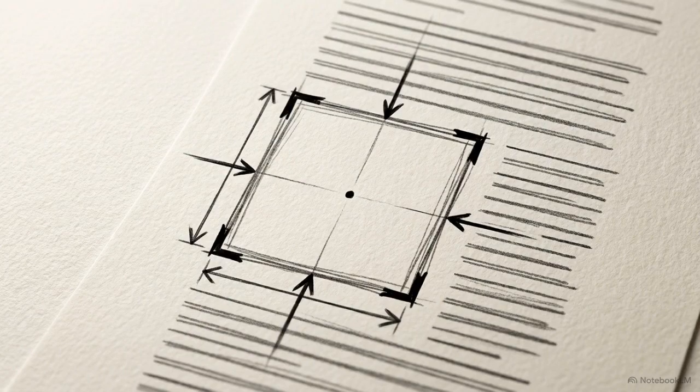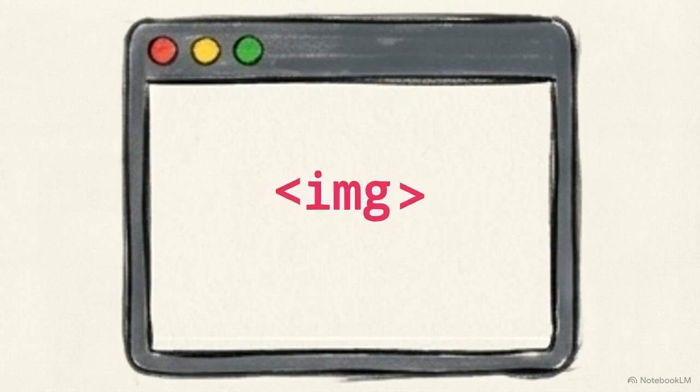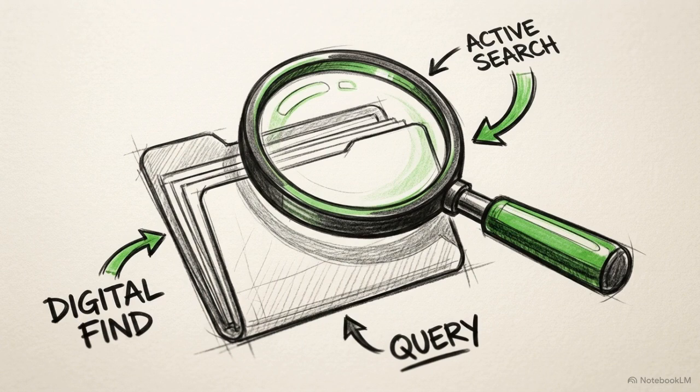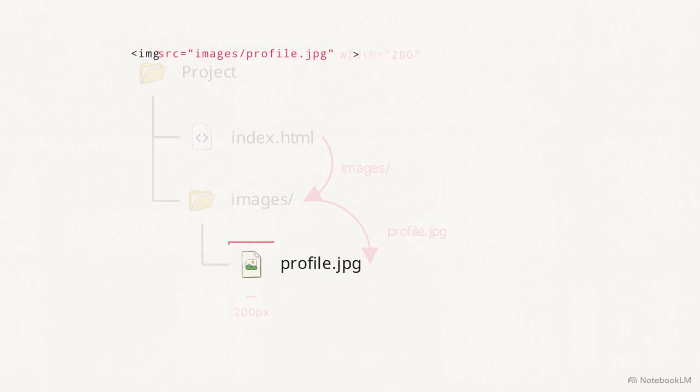Next, we need to add a profile picture using the img, or image tag. Unlike the text tags we just used, the image tag is self-closing, meaning it doesn't need a separate end tag, and it relies entirely on a source attribute, written as src, to tell the browser exactly where to find the picture. Since your HTML file is next to the images folder, your source attribute must explicitly name that folder, a / and the JPEG file name. Add a width attribute set to 200 pixels and an alternative text attribute as a fallback.